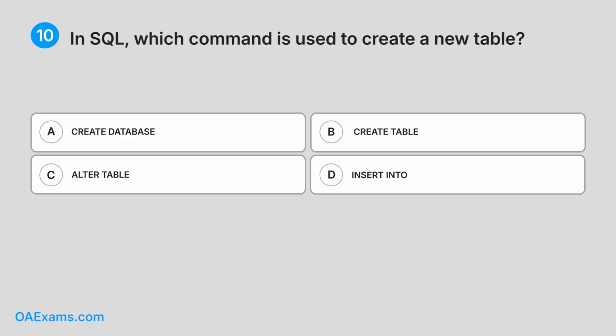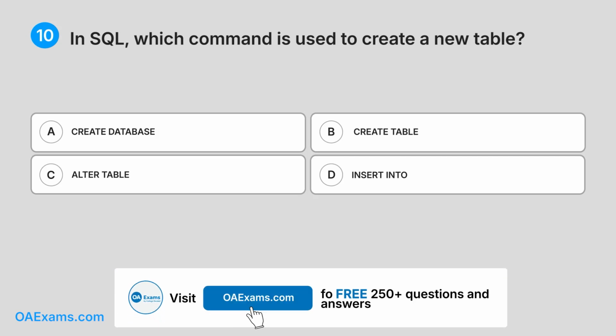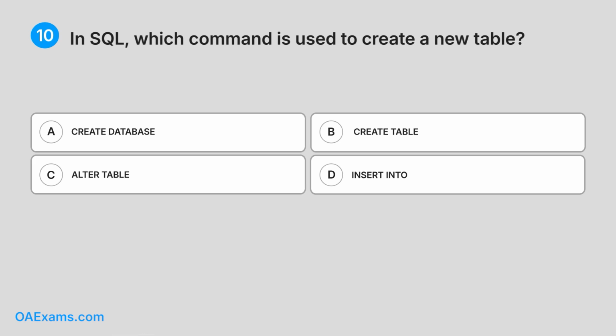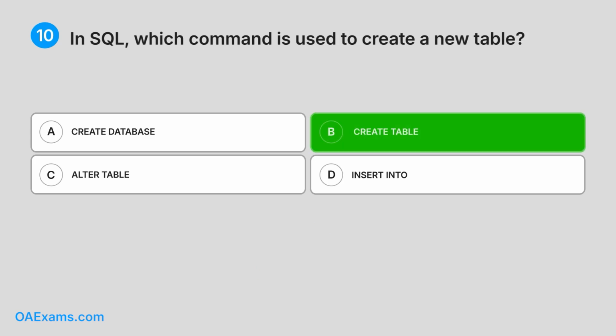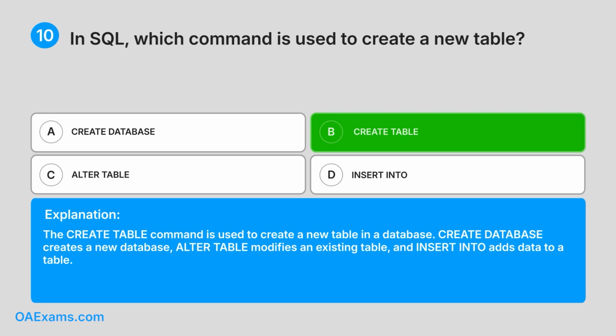10. In SQL, which command is used to create a new table? A. Create database. B. Create table. C. Alter table. D. Insert into. Can you guess the answer? Correct answer, B. Create table. Explanation. The create table command is used to create a new table in a database. Create database creates a new database. Alter table modifies an existing table, and insert into adds data to a table.